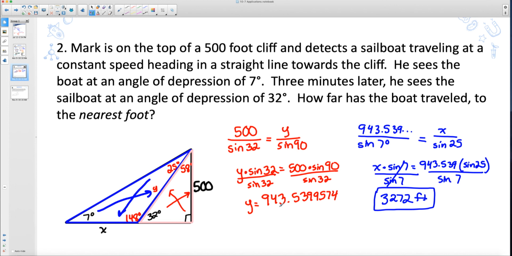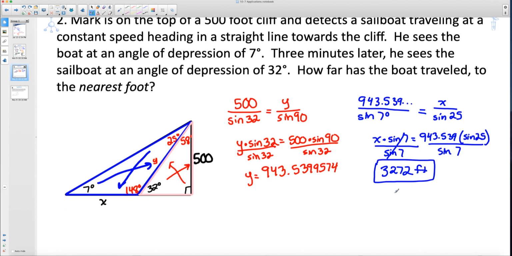Then I went ahead and worked in the blue triangle, and I found this x here. I had to use the law of sines here because this was not a right triangle. So pairing off my sides and angles, I was able to set up the law of sines, and I found the distance the sailboat traveled was 3,272 feet.